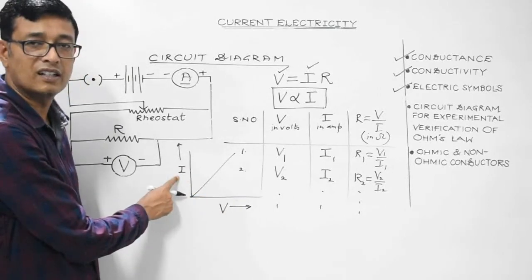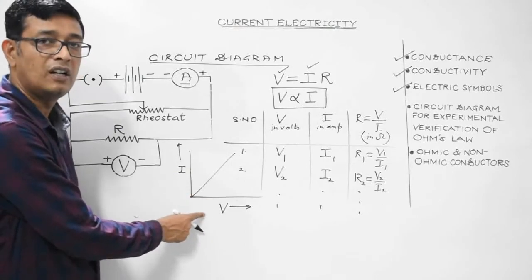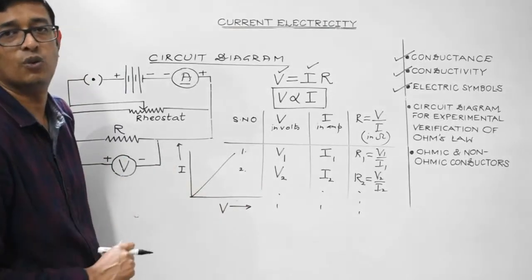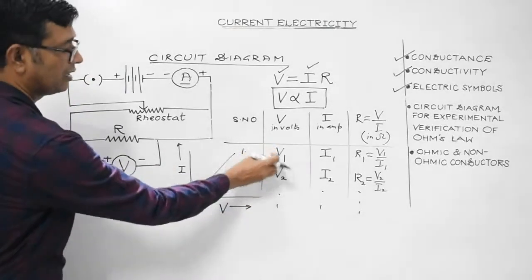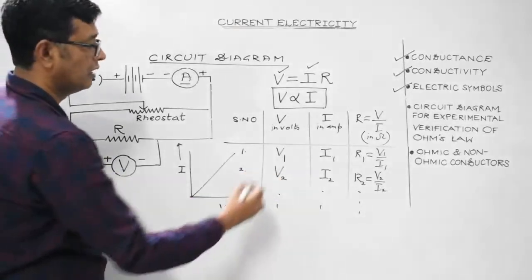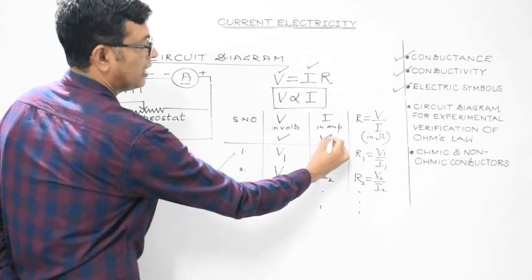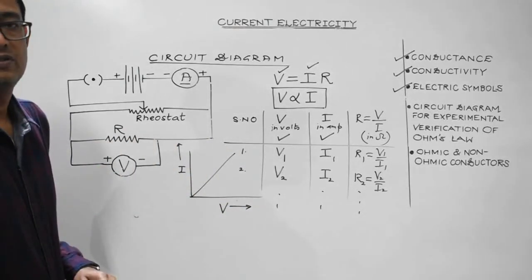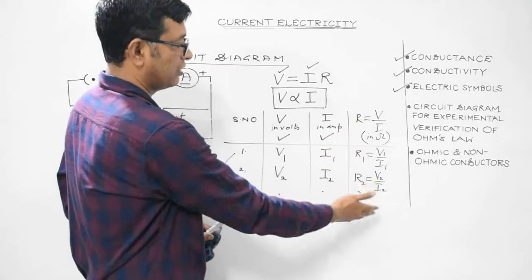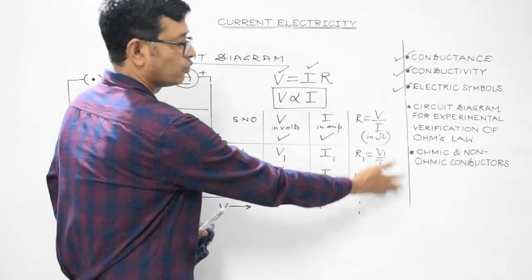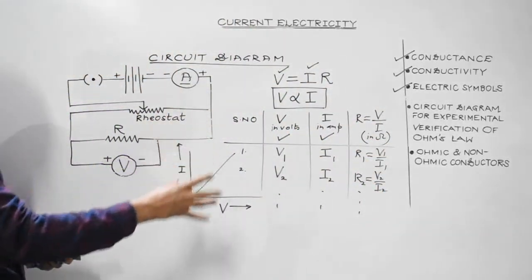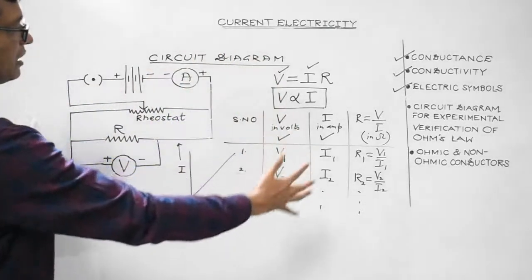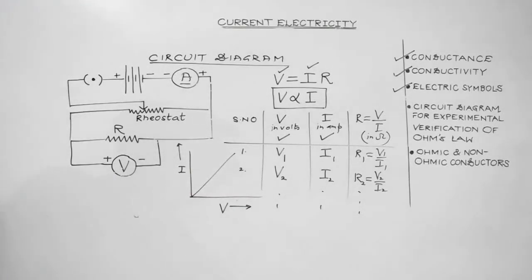Means current flowing through a conductor is directly proportional to the potential difference applied across the ends of the conductor, which verifies Ohm's law. So after taking various readings, 4 or 5 readings, you need to plot a graph between V and I. Then you should get a graph of this nature. And experimentally, you can check the ratio of V by I, which will give us resistance, will be constant. In all the observations, the value of R will be more or less the same. So that will ultimately verify Ohm's law, right?